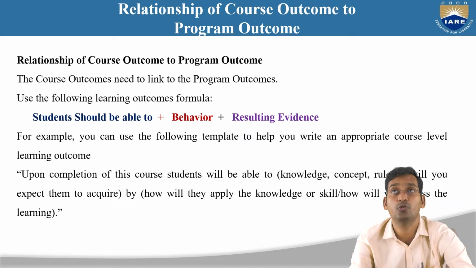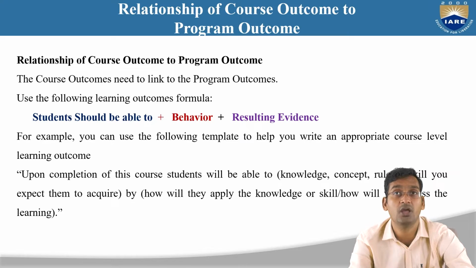Now, the relationship of course outcomes to program outcomes: how course outcomes and program outcomes are related. First, the relationship of course outcome to program outcome. The course outcome needs to link to the program outcomes. Use the following learning outcomes formula. First, what a student should be able to do, behavior, resulting evidence. If their behavior is there, then definitely their result will be visible.